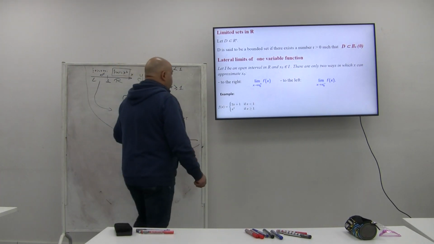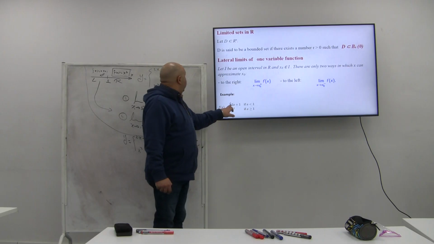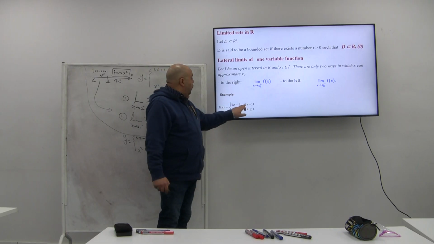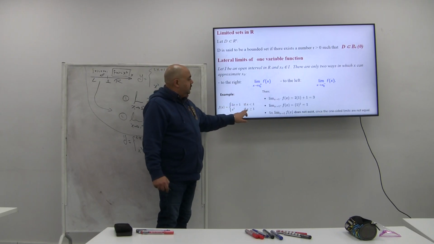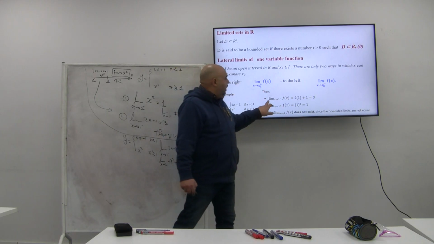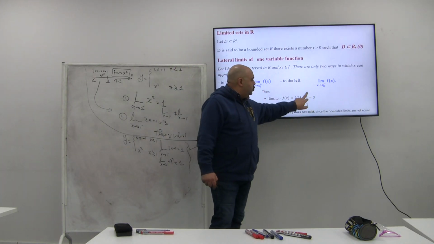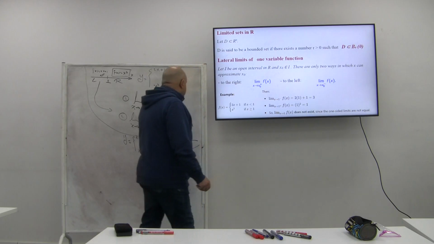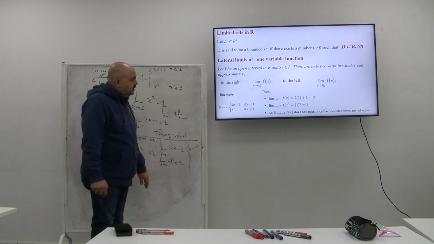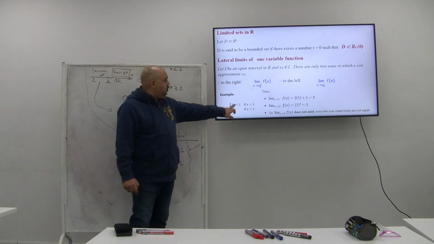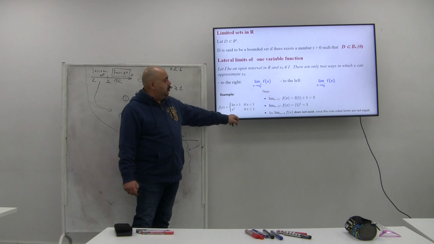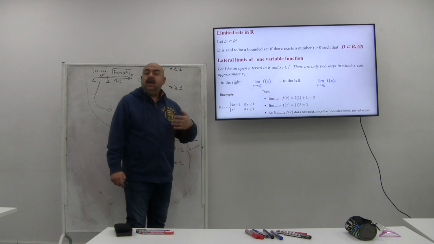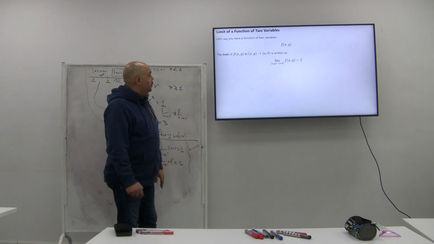As I told you, a very close example is 2x plus 1 where x is less than 1, and x squared where x is greater than or equal to 1. Similarly, like the first is 3, the second is 1, they're not equal to each other, so this limit doesn't exist. If you make this minor change, 2x minus 1, you will find the left and right equal to each other, and hence you will have your limit.